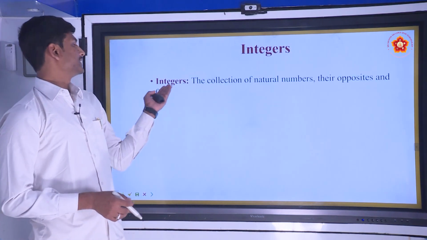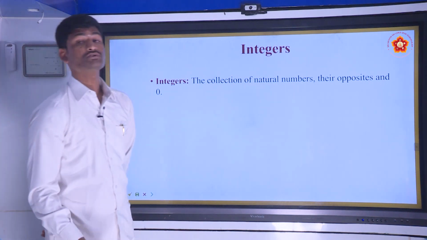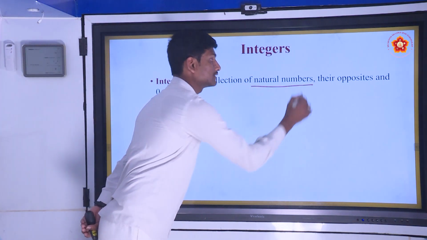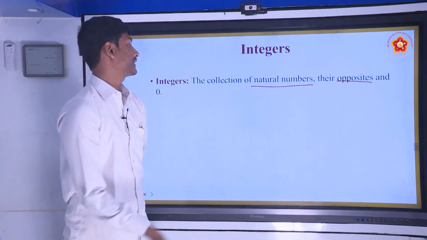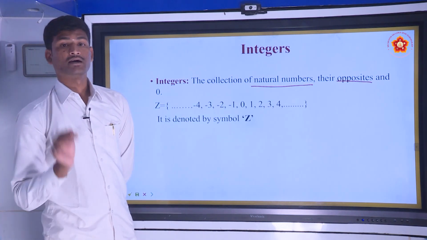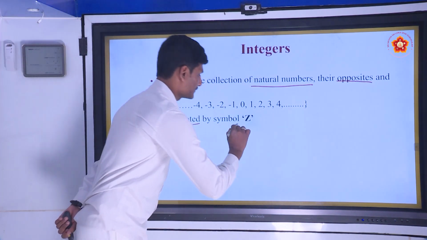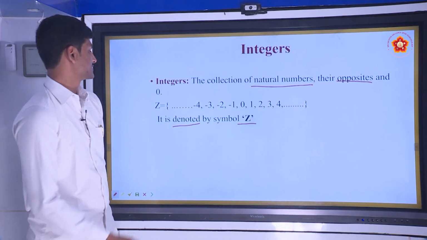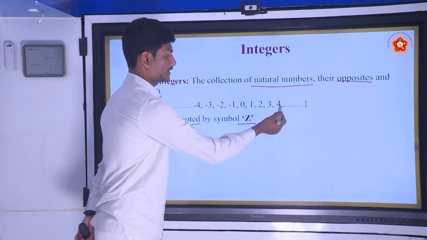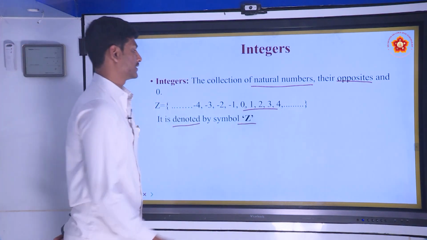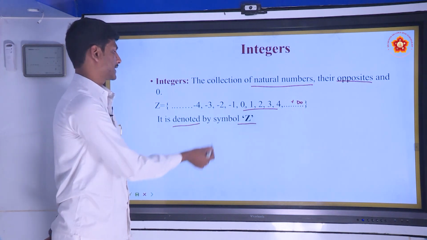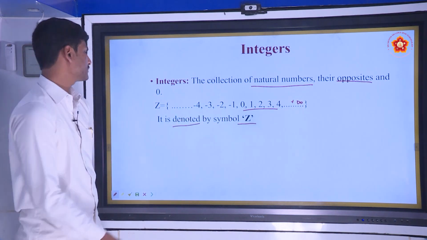Integers. The integers are the collection of the natural numbers, their opposites, and 0. The collection of natural numbers and their opposites means the negative numbers, included with 0. The integer is denoted by the capital letter Z. It is written as Z is equal to, we start from 0, 0, 1, 2, 3, 4. These are natural numbers, right? Up to plus infinity. Then minus 1, minus 2, minus 3, minus 4 up to minus infinity.